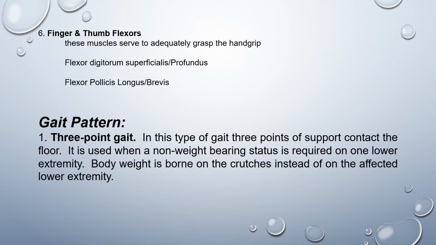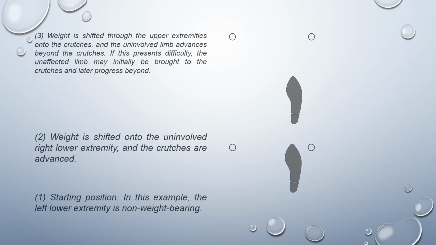So, first is your 3-point gait. In this type of gait, 3 points of support contact the floor. It is used when non-weight bearing status is required on one lower extremity. Body weight is borne on the crutches instead of on the affected lower extremity. That is your three-point gait.